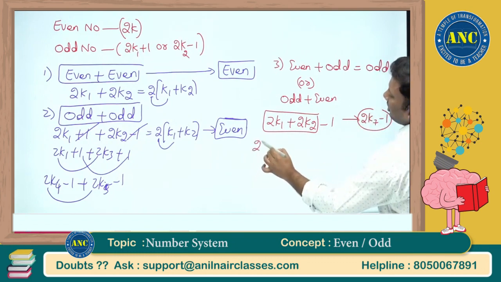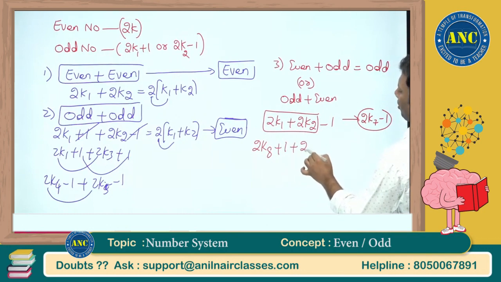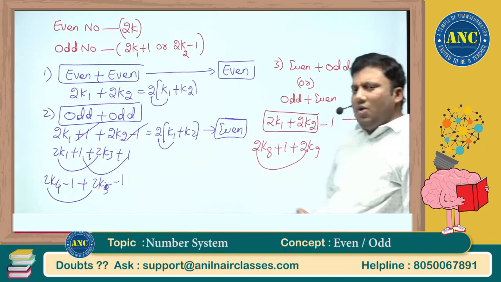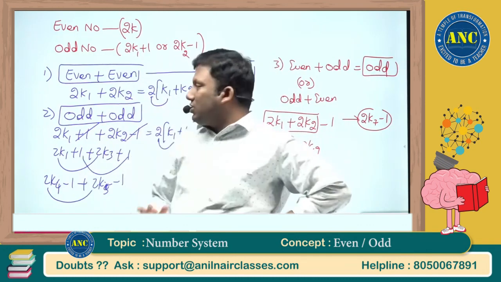Odd number plus even: the odd number is 2k plus 1, plus 2k. Divisible by 2, divisible by 2, plus 1. Again it is an odd number. Very, very important concept. Listen carefully, sir.